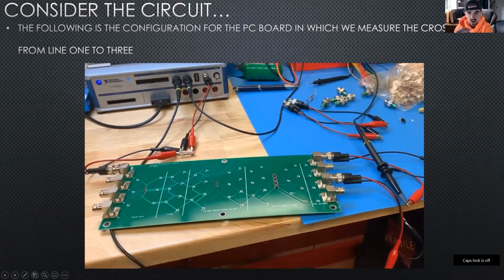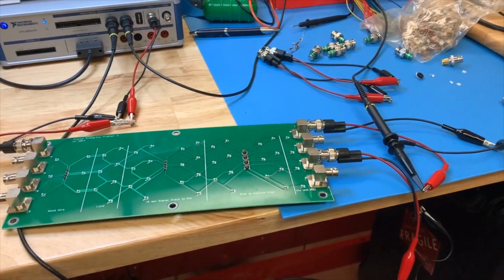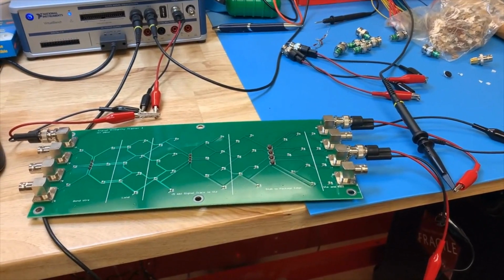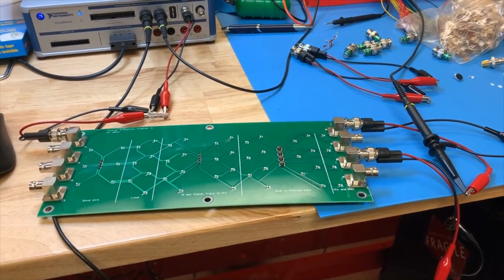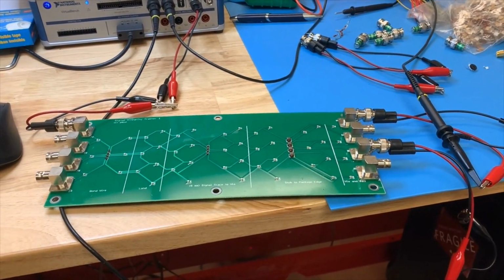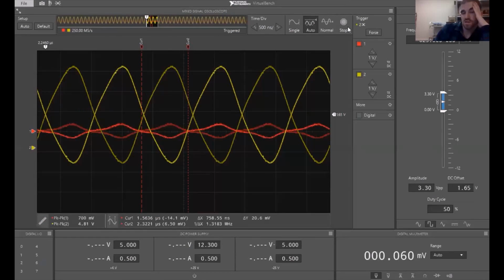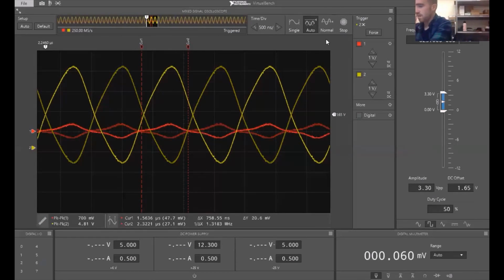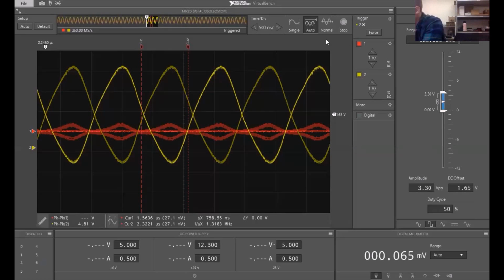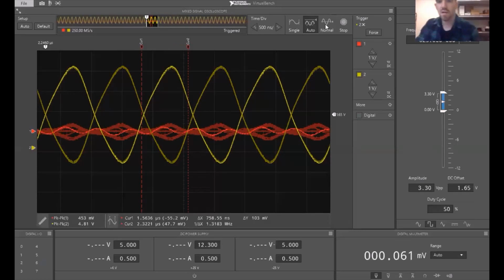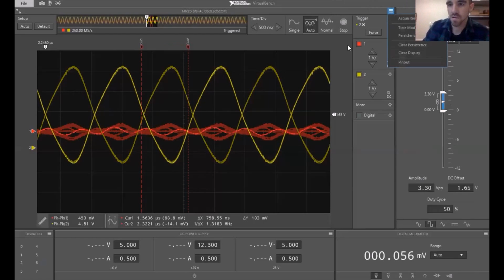The following is the configuration for the PC board in which we measure the crosstalk from line 1 to 3. This is measuring the crosstalk of line 1 to line 3. So now if I were to do line 3, just going to quick change this. And then I'll clear the display.